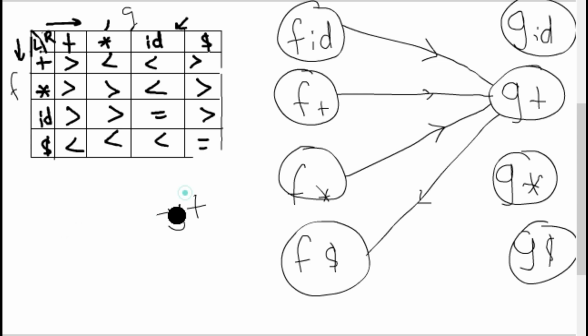Similarly, we have to write for all other functions. So let us consider f plus from here, f plus, and this is g star. In between f plus and g star there is this symbol, which means g star is going with this arrow to f plus. So g star is going to f plus with this arrow.